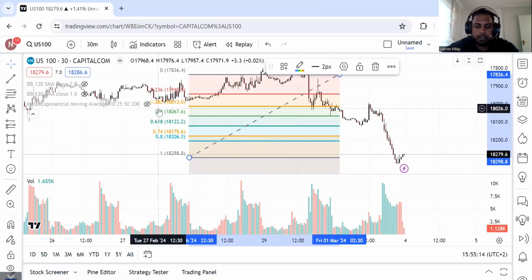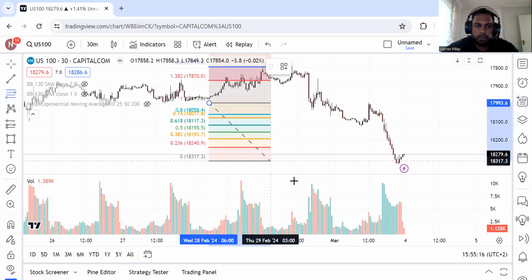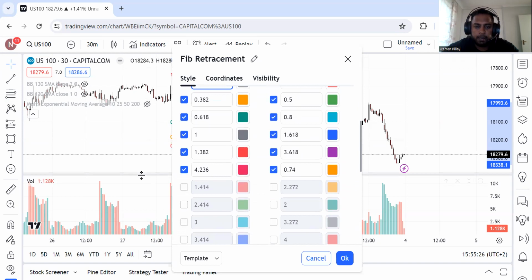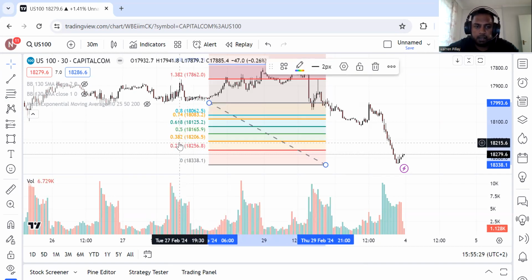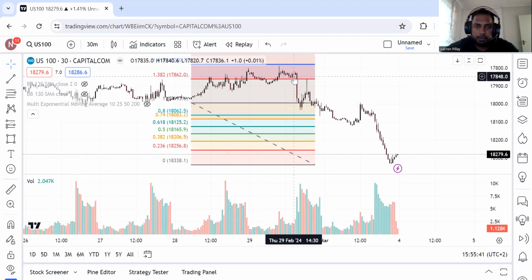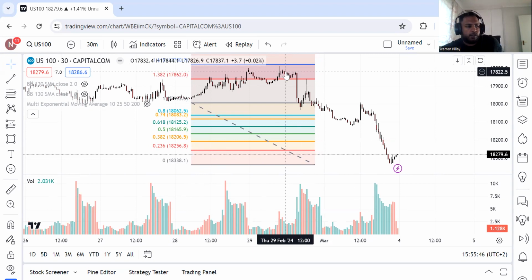So let me delete this. We draw it from top to bottom. You will see that we have levels. So the first level is 0. You can have a whole bunch of different fib levels if you edit it here. But the main levels are the 0.236, 0.382, 0.5, 0.618. These ones are my own specific fib levels. And then we have 1, and then we have fib extensions. So these fib extensions basically mean they're also levels, and they also predict that price might go there.